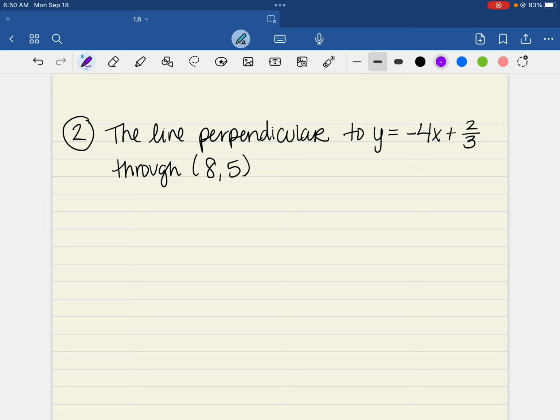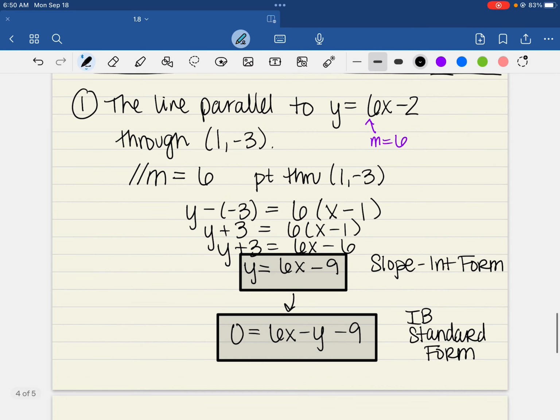So the slope we are provided is -4. However, in a perpendicular slope, okay, with parallel slope, we knew that this was the same slope, right?